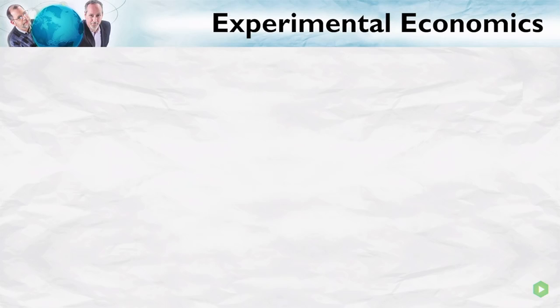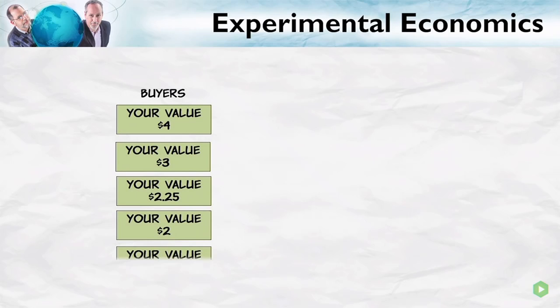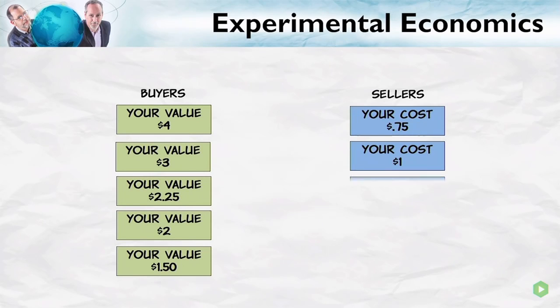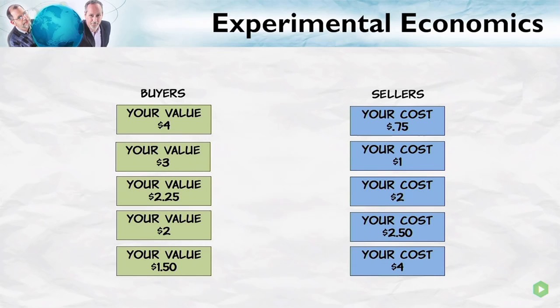Smith's first experiments were very simple. He gave a group of students, called the buyers, cards similar to these, which told them the value that they placed on a good, the maximum they would be willing to pay for the good. He then did the same thing for sellers, giving them cards which told them their costs, the minimum price at which they would be willing to sell the good.